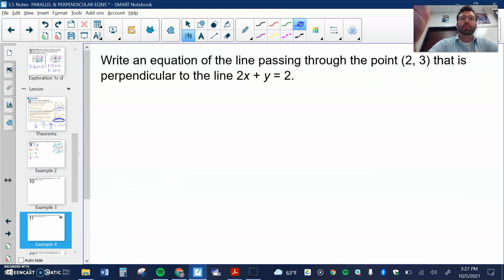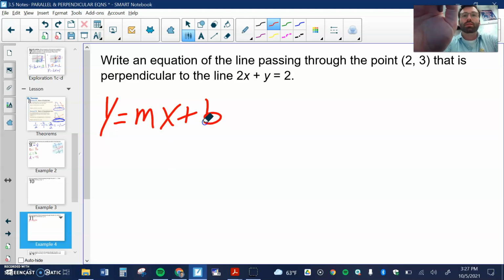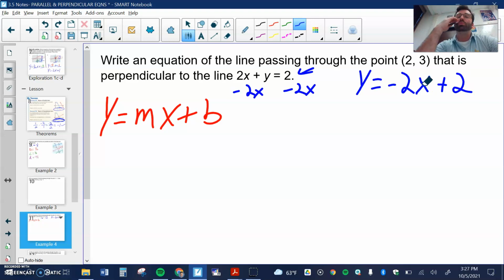Okay? We have the perpendicular line equation that goes through (2, 3), and it's perpendicular to the line that they give. I'm going to write this down. I recognize that here, it's not in y equals form. It's not y equals mx plus b. Y is not by itself. So in order to find the slope, I have to subtract 2x to make it y equals negative 2x plus 2. Now I can identify the slope because it is in slope-intercept form.